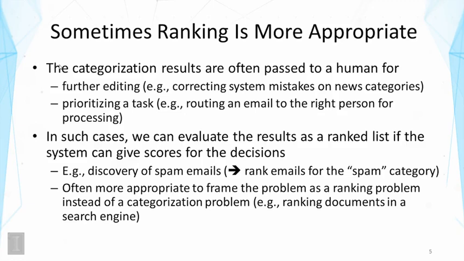In such a case, often the problem can be better formulated as a ranking problem instead of a categorization problem. For example, ranking documents in a search engine can also be framed as a binary categorization problem, distinguishing relevant documents that are useful to users from those that are not. But typically we frame this as a ranking problem and evaluate it as a ranked list, because people tend to examine the results sequentially. So ranking evaluation more reflects the utility from a user's perspective.